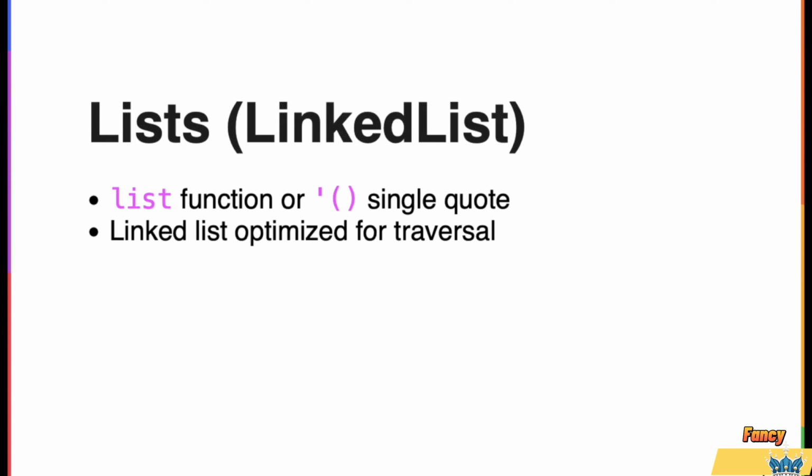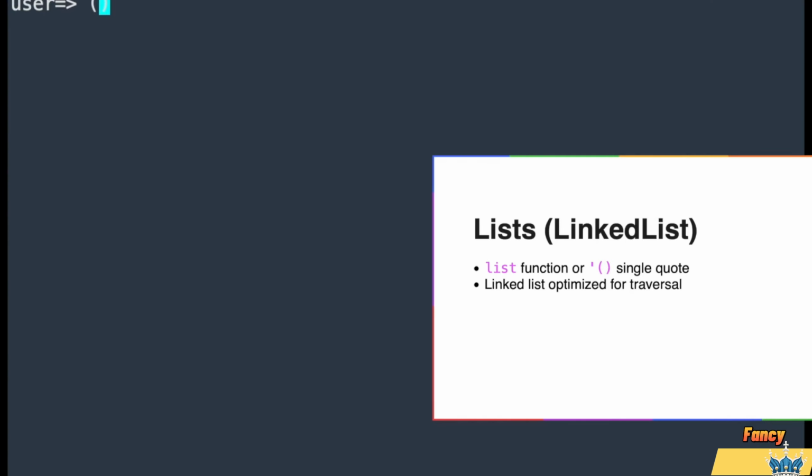Lists in Clojure are an implementation of the linked list algorithm. Linked lists are optimized for traversal. A list can be defined using the list operation with any number of arguments, or using the literal form with a single quote followed by parentheses.